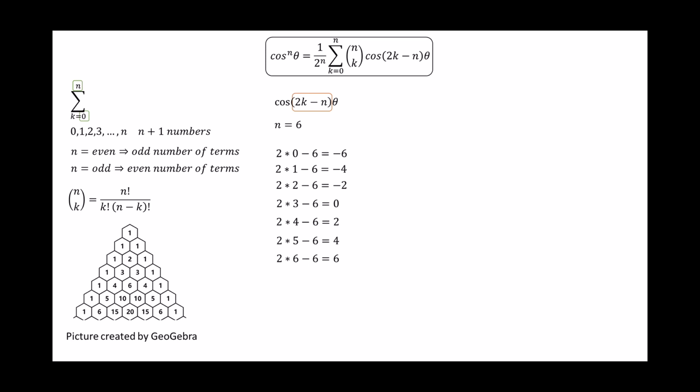But remember that cosine has a nice symmetry property, namely cosine of negative theta equals cosine of theta. So cosine of negative 6 theta equals cosine 6 theta, and cosine 4 theta is equal to cosine of negative 4 theta, and so on. This means that whenever we see a cosine, we multiply it by 2, since the sum will always include both positive and negative values of radian factors.